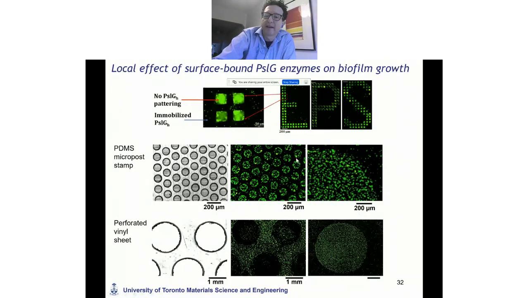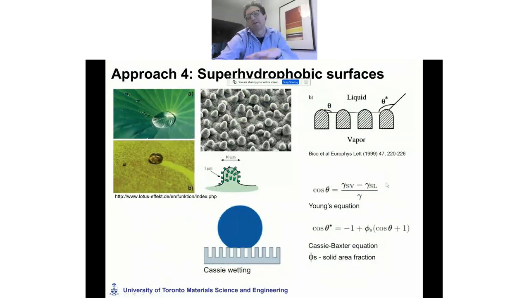And where you put the enzyme, you get very few bacteria. So we can pattern the enzyme on the surface and show that it's keeping those bacteria from attaching locally. I'll go through that quickly, but that's an ongoing project specific to Pseudomonas. The other two projects I'm going to talk about are really non-specific, because they're physical means of preventing bacterial attachment to surfaces.